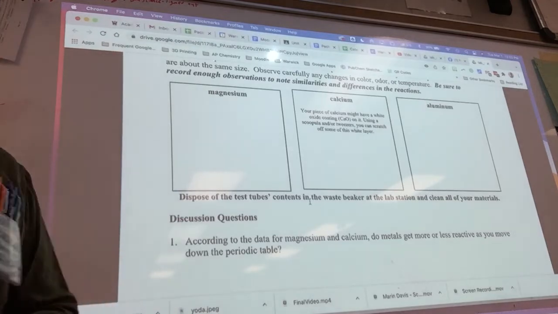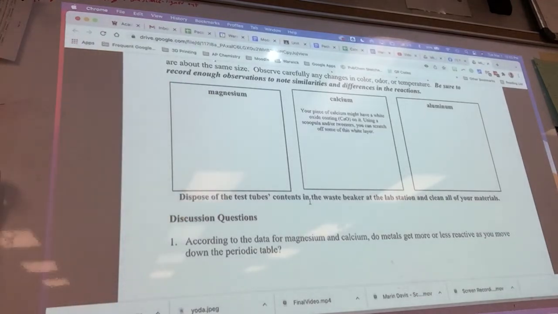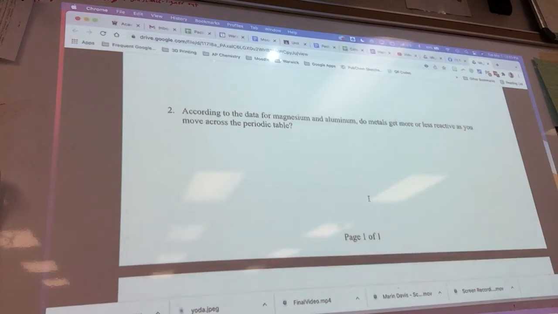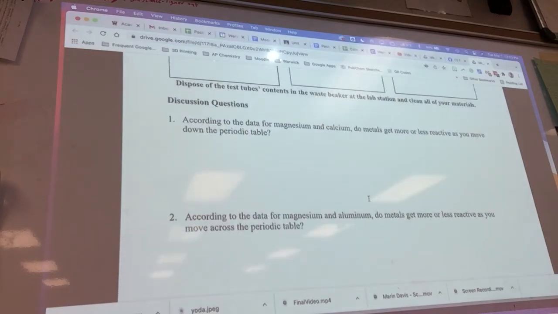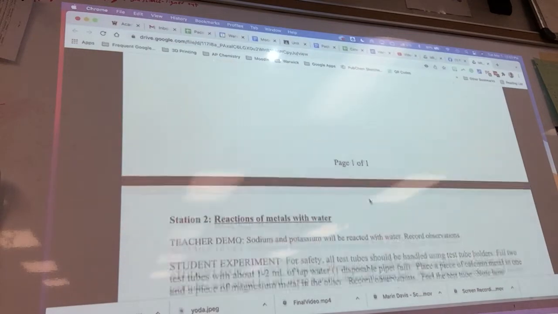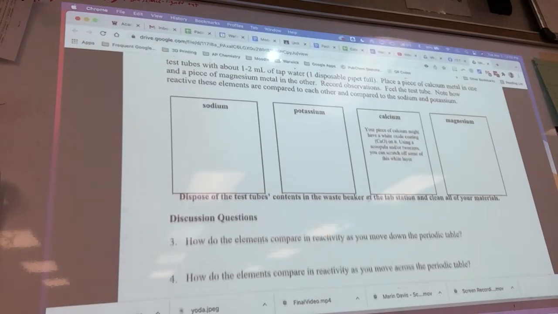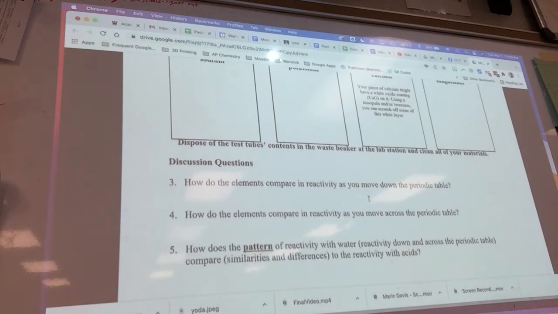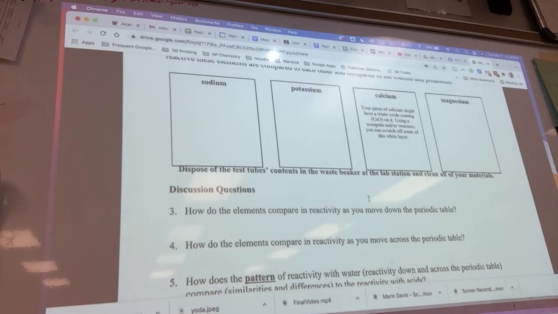Good. So, any questions on station number 1? Metals get more reactive as you go down the periodic table, less reactive as you go right. Well, that's at least what we saw when they were reacting with acids. Let's see what happens when they react with water. So, group 3, how do the elements compare in reactivity as you move down the periodic table? It's more reactive. Definitely gets more reactive. How did you know potassium was more reactive than sodium, or calcium was more reactive than magnesium?